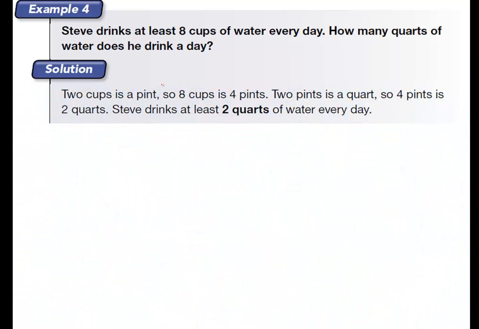Two cups equals a pint, so 8 cups is 4 pints. There's 2 pints in a quart, so 4 pints is 2 quarts. Steve drinks at least 2 quarts of water every day.